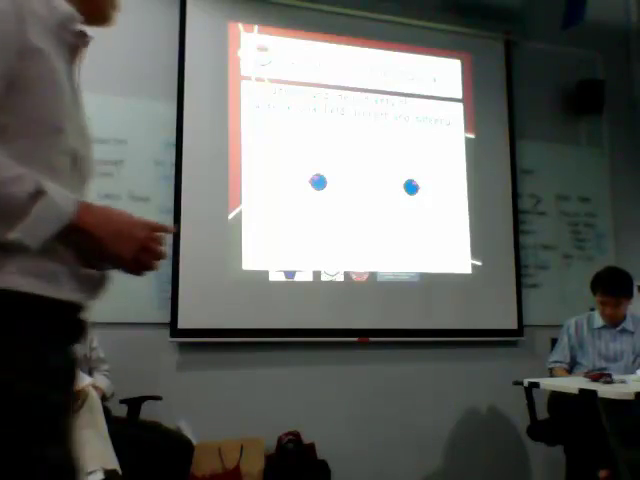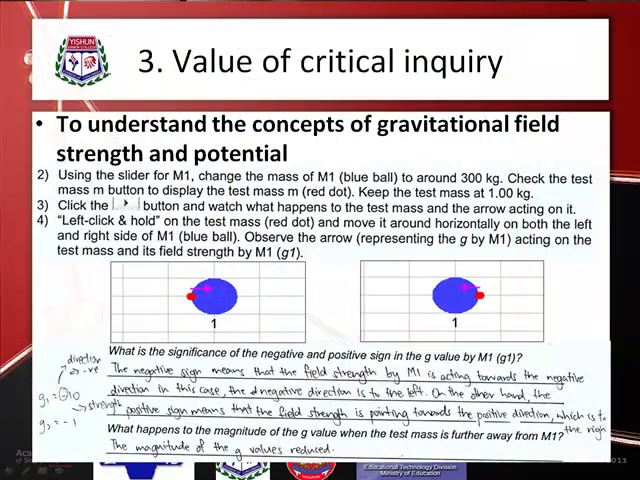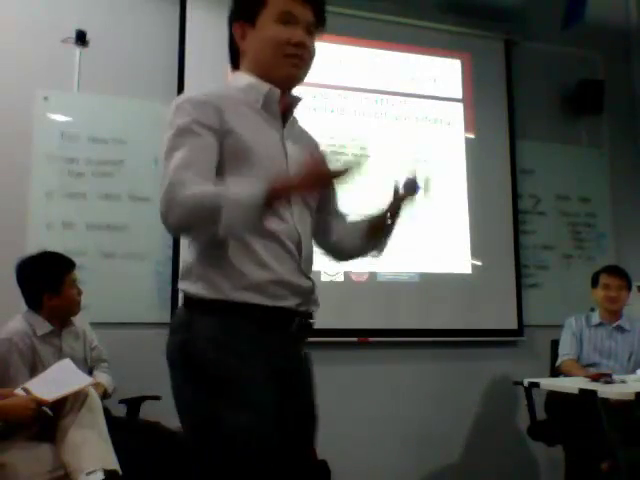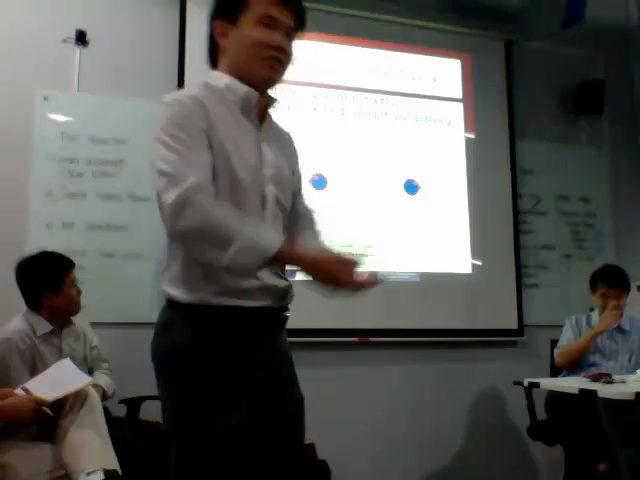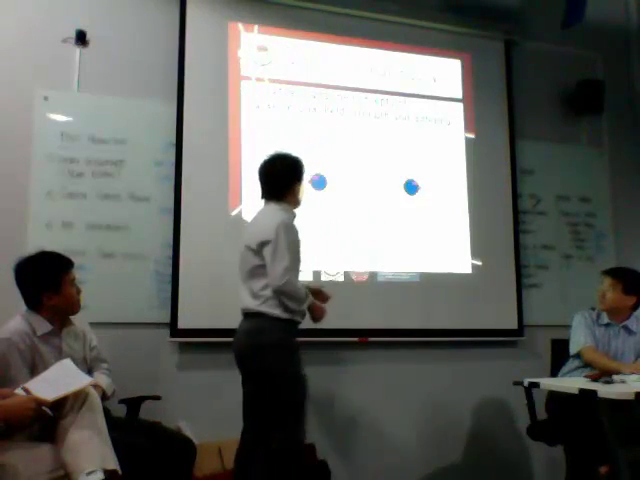Okay, the first thing is about field strength and potential, something that students are always confused about. Field strength is a vector, potential is a scalar, and then the negative sign, what's the meaning of the negative sign? To them, it's like something that they memorize. They can memorize the definition and regurgitate it, but they don't understand anything.